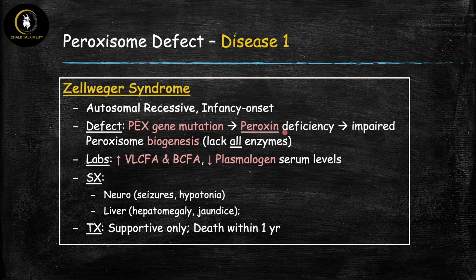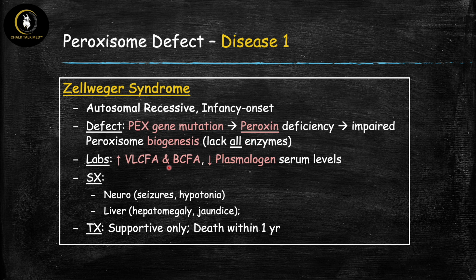The main function of these proteins is to literally form the peroxisome. So when you have impairment of this gene, you're going to have absence of these proteins, and therefore you're going to have impaired peroxisomal biogenesis. So it's not going to form, and it's going to be missing all of its enzymes. So this is a major mutation because essentially you have no functioning peroxisome.